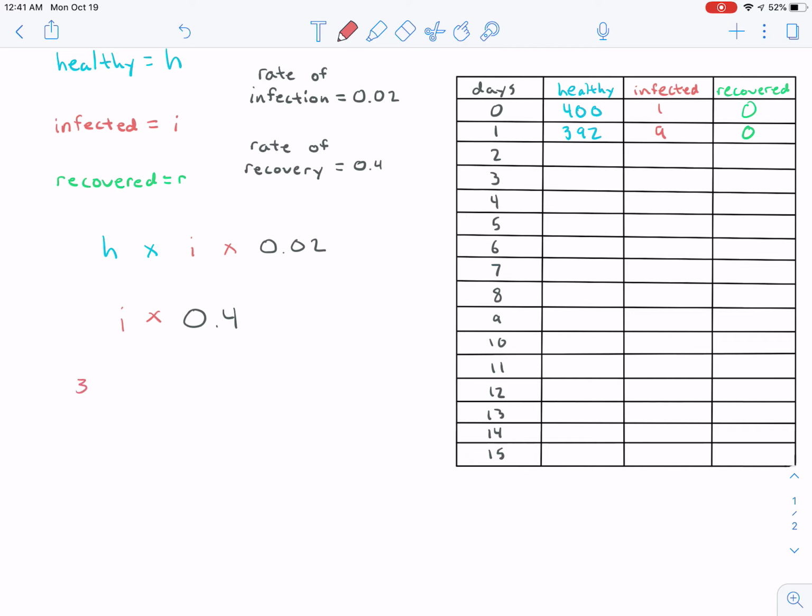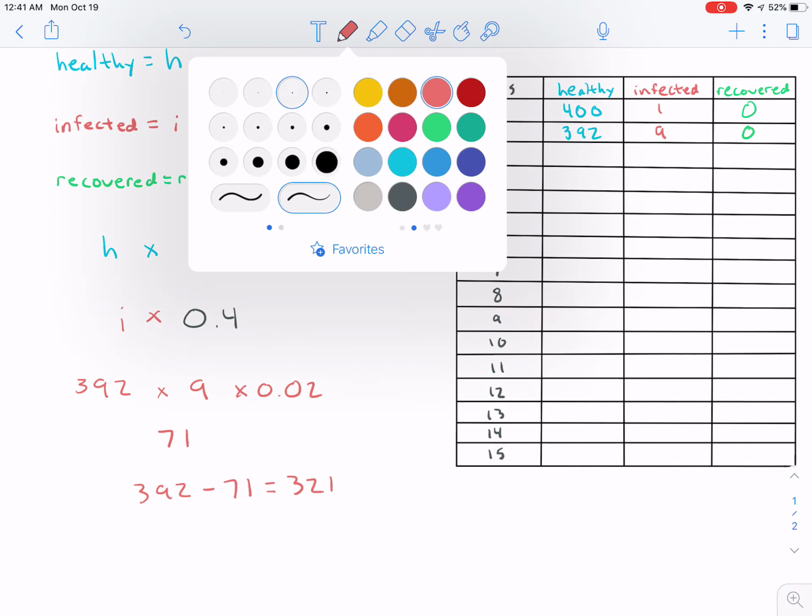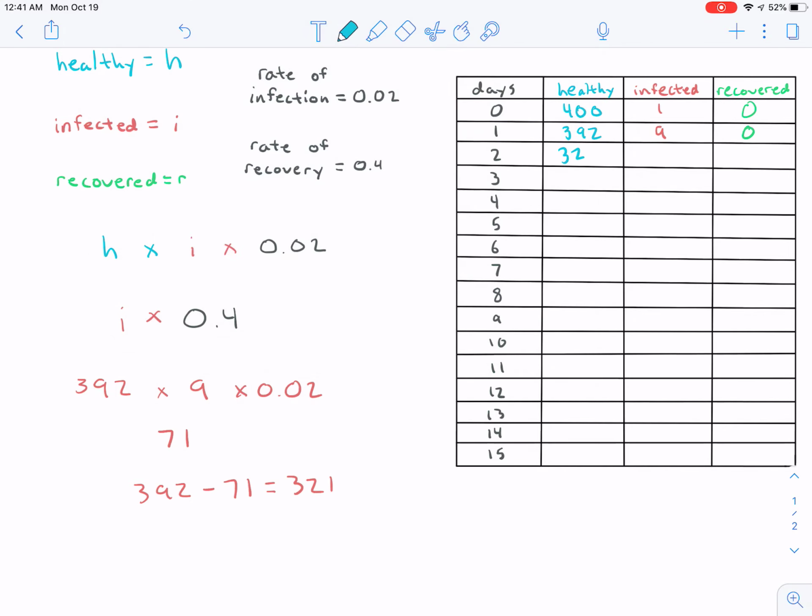So let's do it again, right? We take 392 healthy people times 9 infected people times 0.02. Okay, and I already did this before. You get something around 71, right? So 71 people go from healthy to infected. So that's 392 minus 71, and then you get 321, right? So we have 321 healthy people left. Pretty simple.